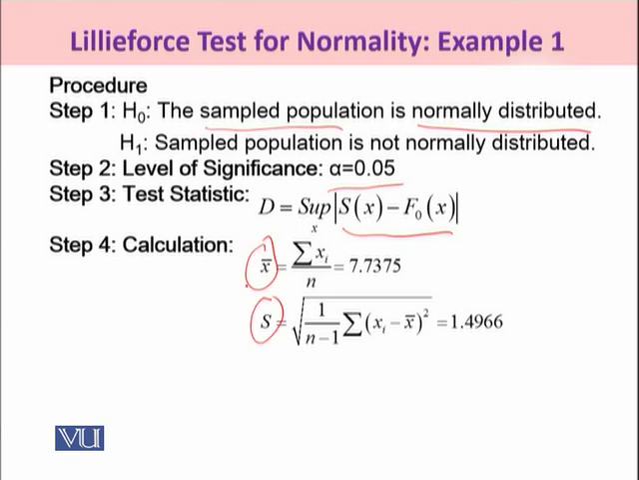So students, the sample mean is calculated using the formula summation x over n, and it is obtained as 7.7375, whereas the standard deviation is the sum of the square of deviations divided by n minus 1, taking its positive square root. We would be getting the standard deviation as 1.4966. Now we'll be making use of this mean and sample standard deviation to calculate the standard normal distribution through which we can calculate the standardized cumulative function.